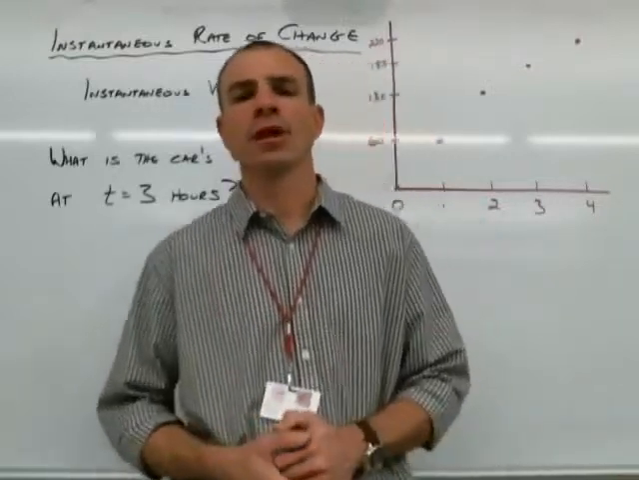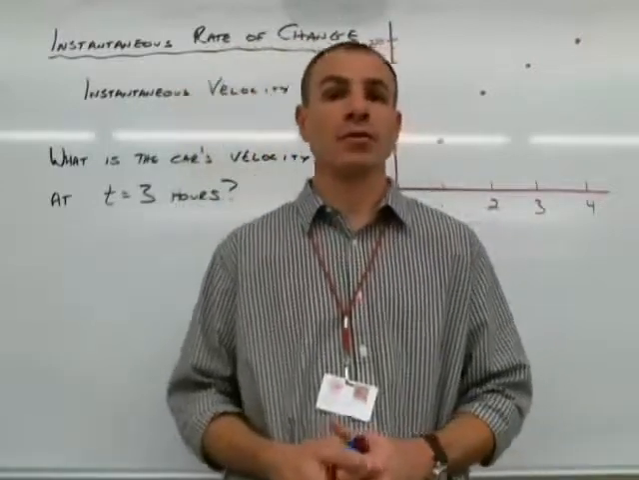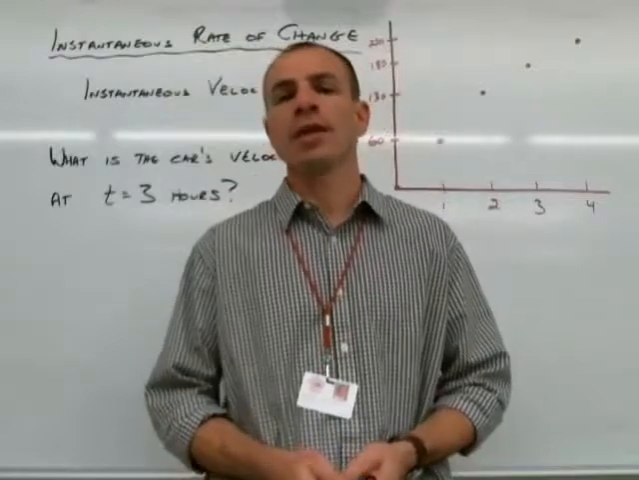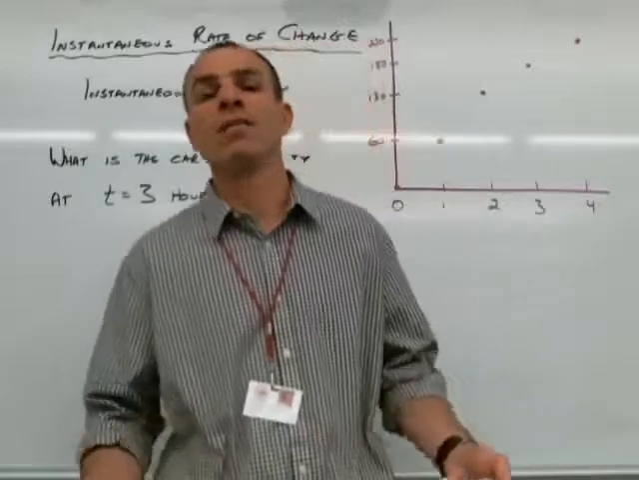Now we're going to be talking about instantaneous velocity or instantaneous rate of change. So in the previous section, we were discussing average rate of change. And what we're looking at there is the average velocity of our vehicle over the course of a 4-hour trip.